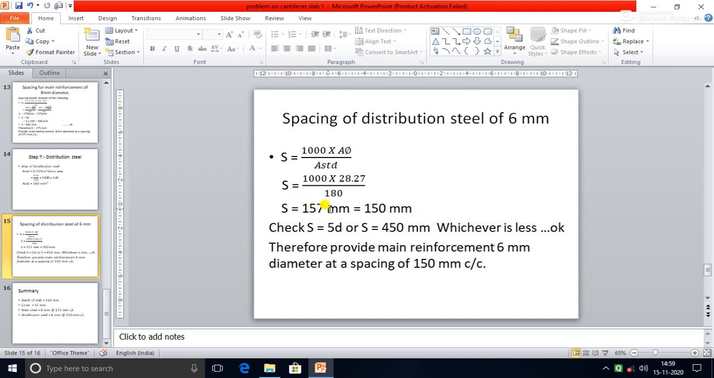Spacing should not increase. If spacing increases, the concrete will come down, so spacing is always minimized. If the required spacing is 157 mm, it's okay to provide 157, but don't take it as 160 or 165. You take 150 mm, it's okay, and again its strength increases. So check S is equal to 5d, that is the maximum spacing of the bars must be 5d, or S is equal to 450 mm, whichever is less. We have provided 150 mm, so it's okay. Therefore provide main reinforcement of 6 mm diameter at a spacing of 150 mm center to center.